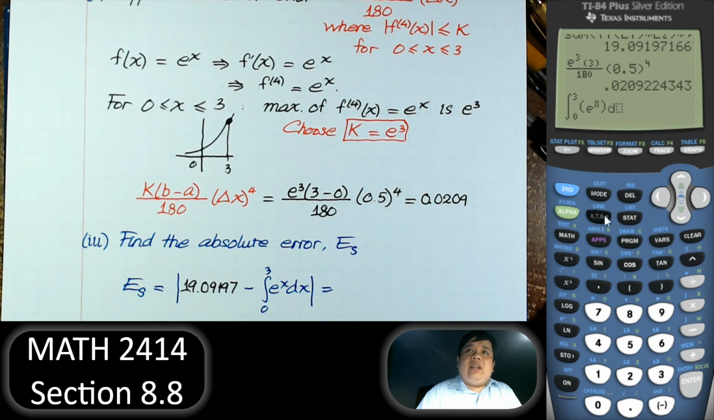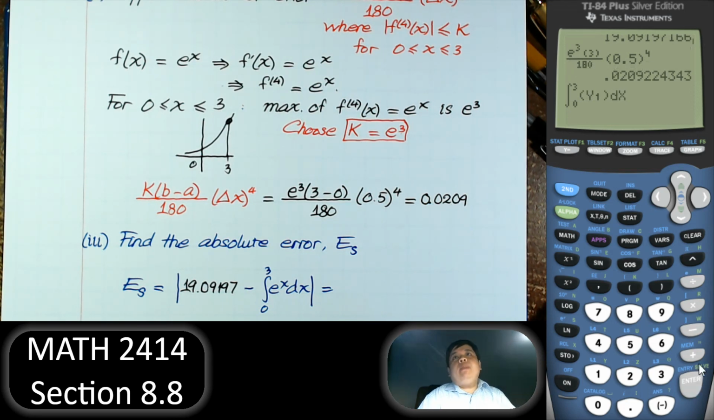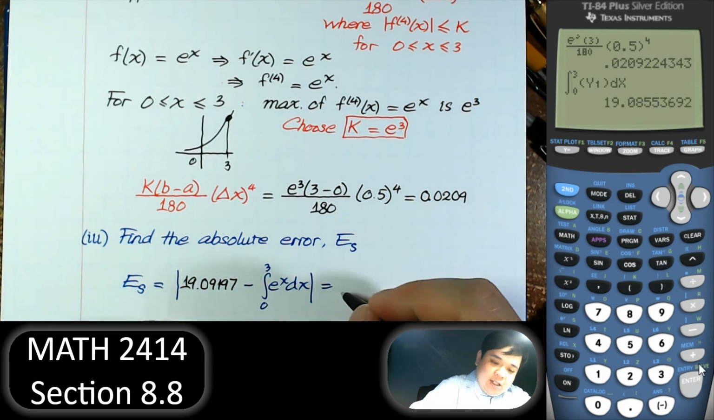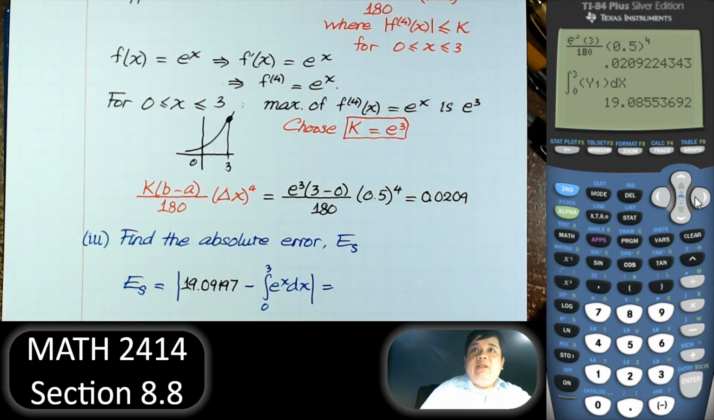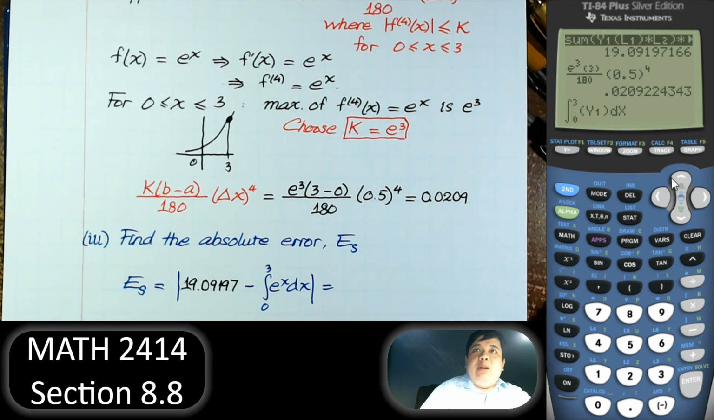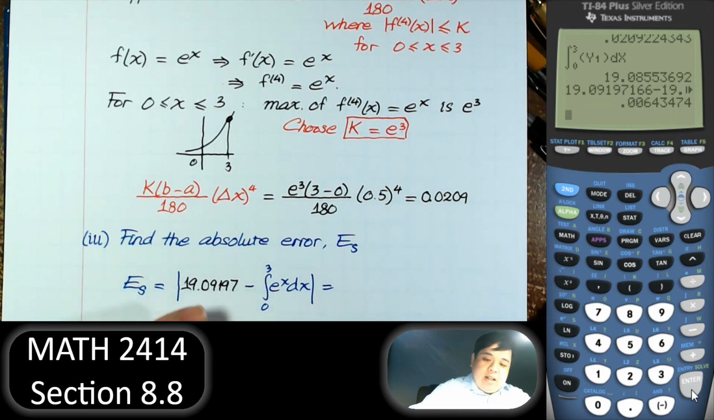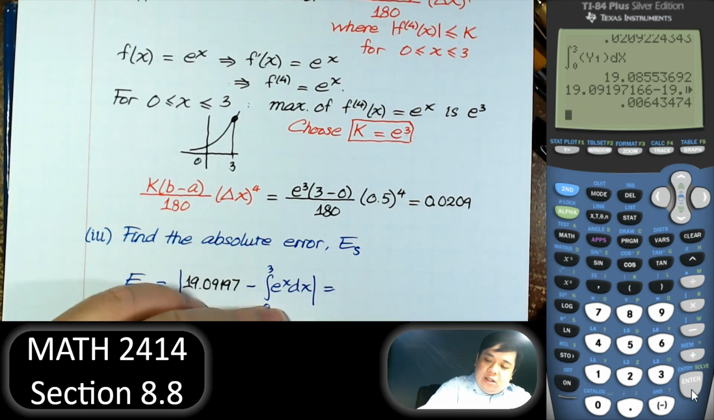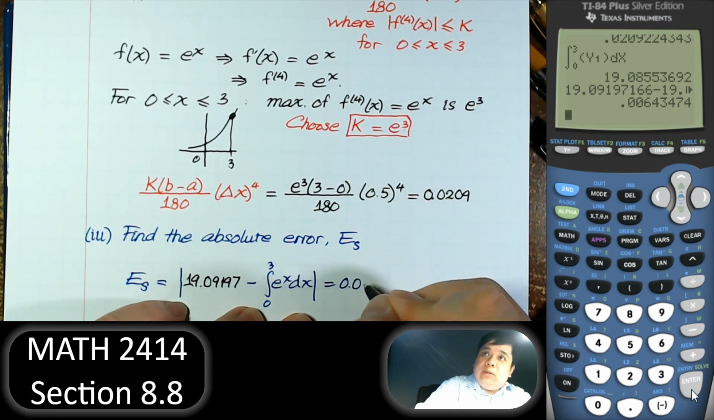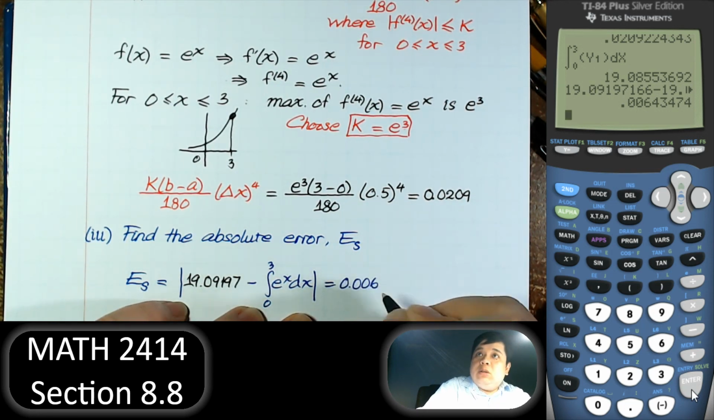Actually, we don't even need e to the x, right? We entered the function already, so we can just use it. I'm going to put Y1 in there. That worked out just fine. So I have 19 point that, and we have the approximation using Simpson's rule. So we have that number, subtract the exact value. So approximation minus the exact value, we have that. So this is 0.0643.